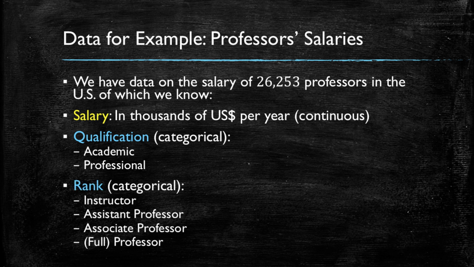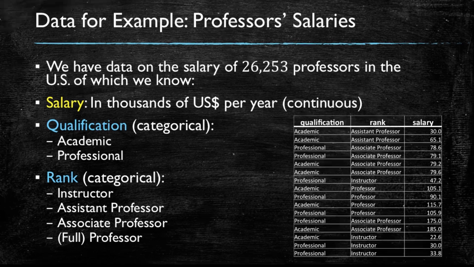We also have their rank, and here we have several categories. A professor can simply be an instructor, or he can be a tenure-track professor who starts off as an assistant professor, then ascends to an associate professor, and finally becomes a full professor, or just professor. And in general, we would expect that the income of these professors will increase as their rank increases as well.